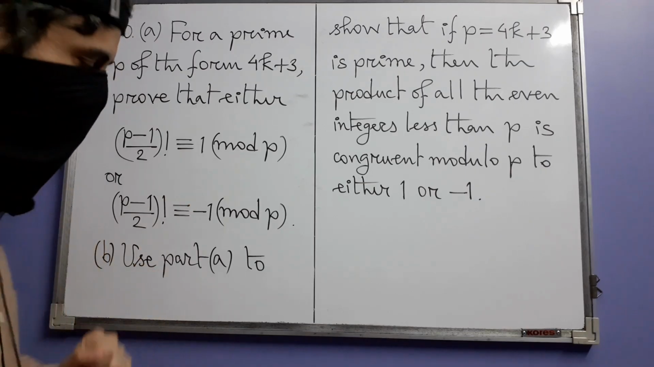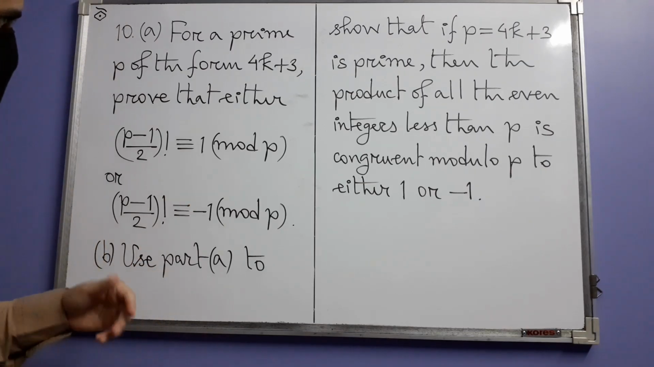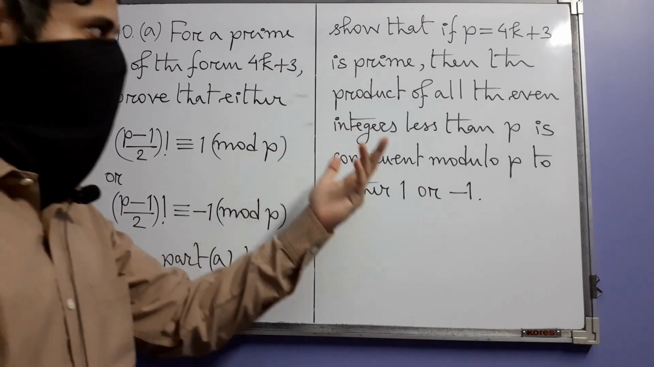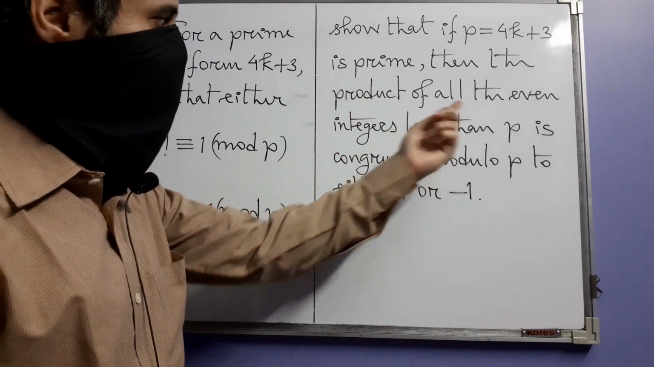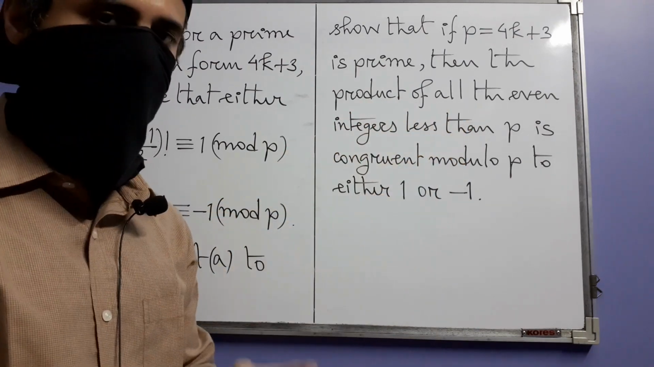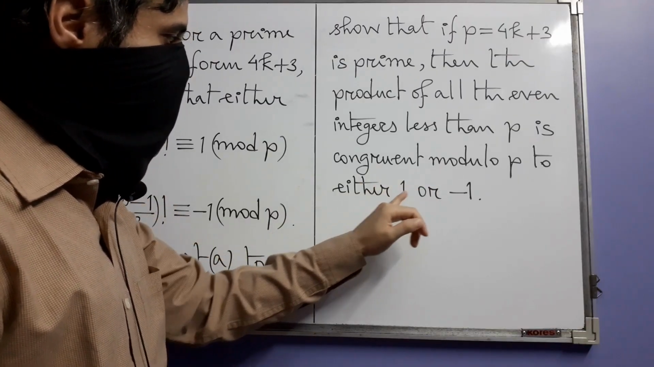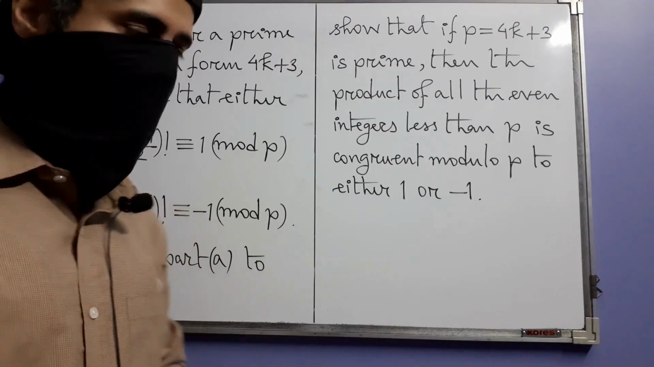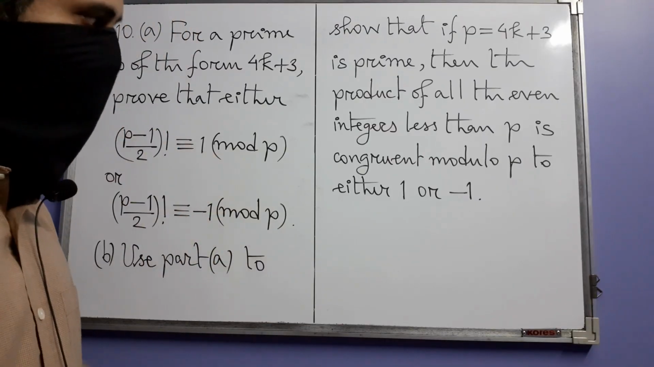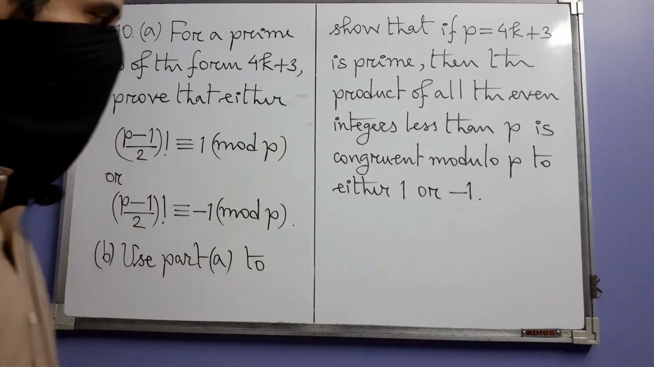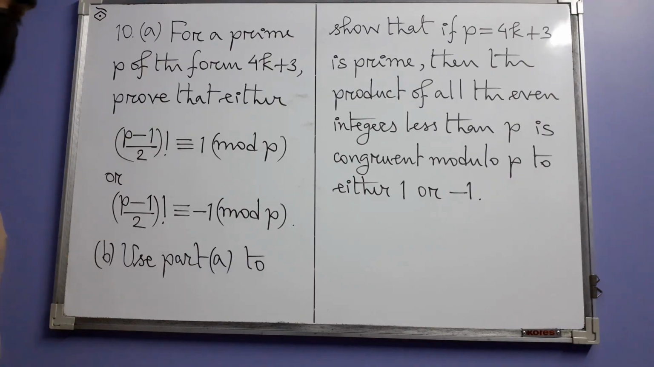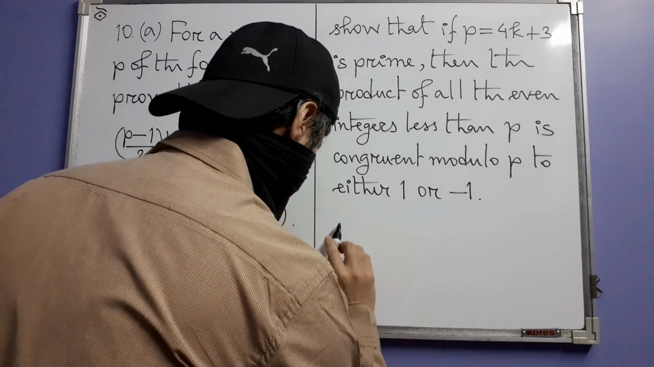So that is part A. And in part B we have to use part A to prove that the product of all the even integers less than p is congruent modulo p to either plus 1 or minus 1, just like this one. And p of course is of that form. So let us first see the solution to part A.